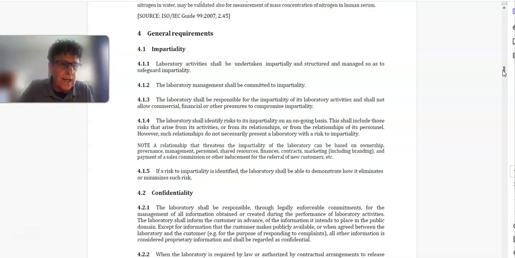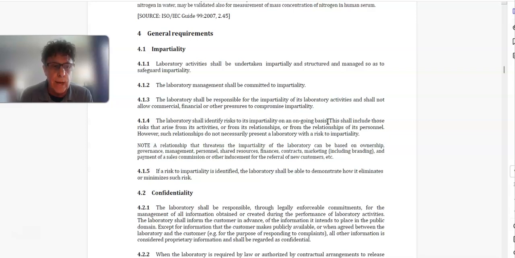So what are the requirements? In section 4.1, the requirement is an impartiality policy, showing that the lab is structured to safeguard impartiality. So documentation-wise, we're looking at an impartiality policy. Also, you'll notice that section 4.1.4 says the laboratory shall identify risks to its impartiality on an ongoing basis. So some sort of document there would be, for example, discussing impartiality during management review and incorporating those into your management review meeting minutes.